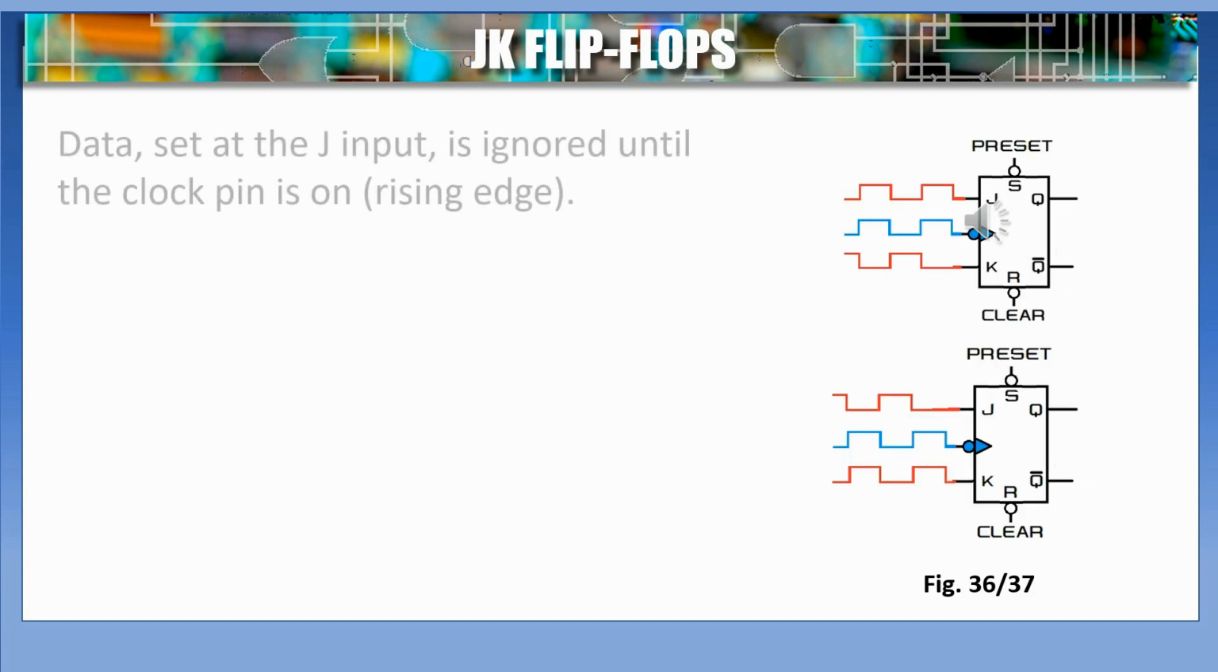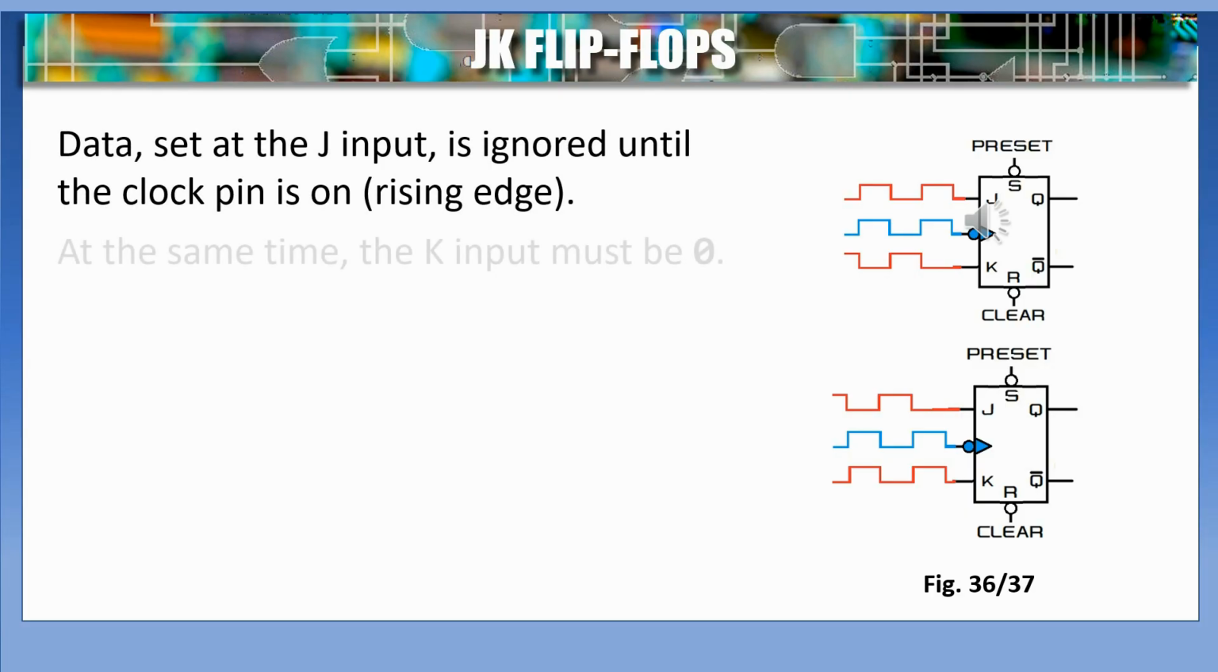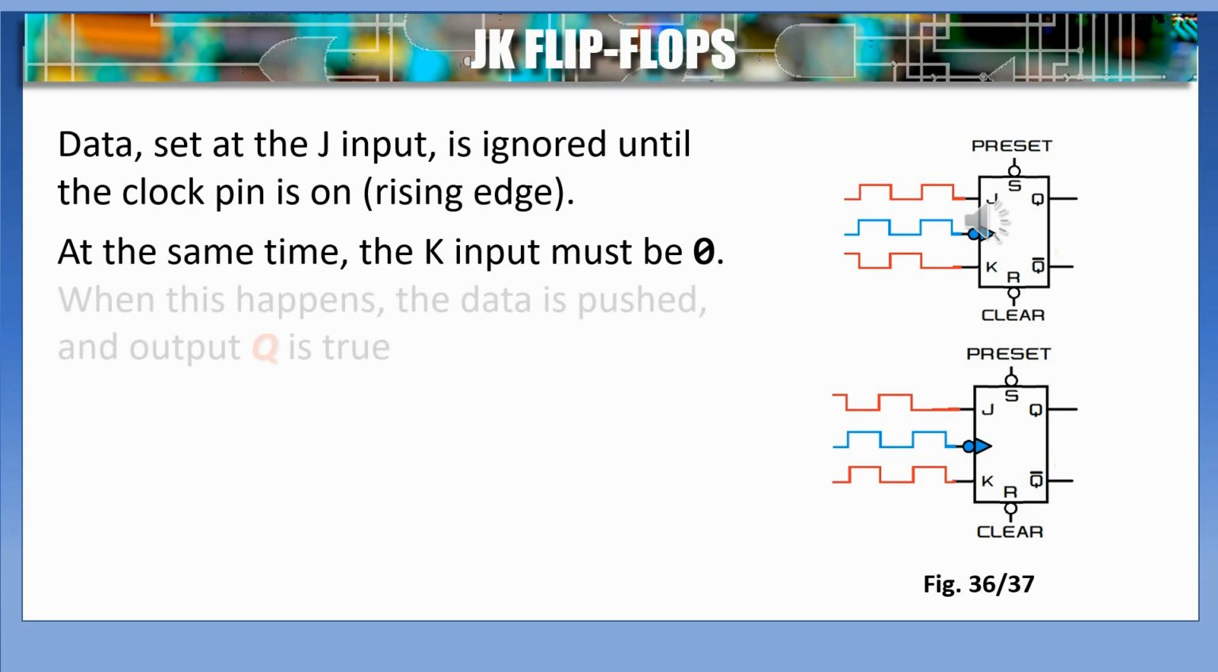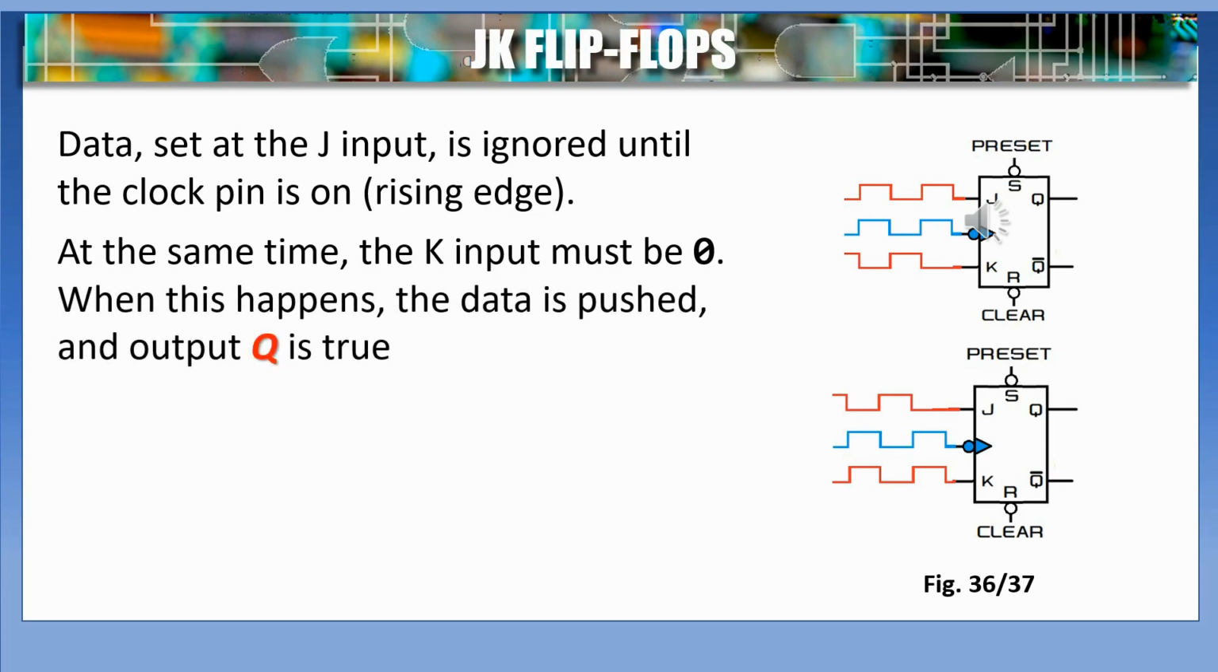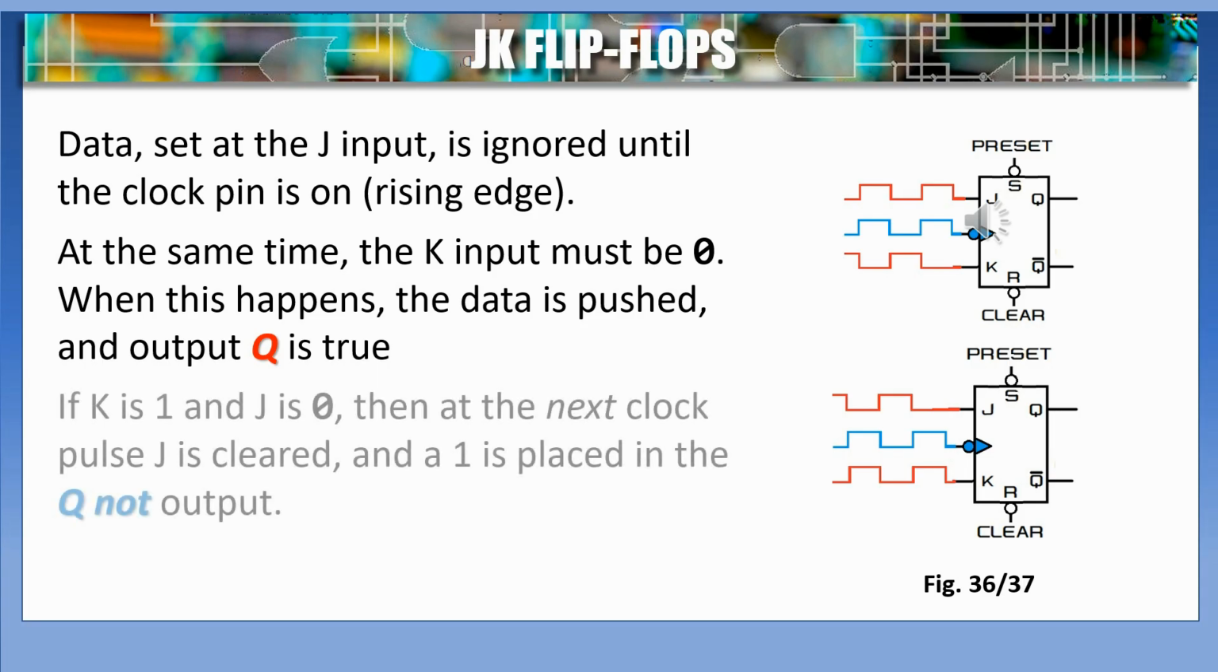When in operation, data set at the J input is ignored until the clock pin is on, that is, the rising edge. At the same time, the K input must be 0. When this happens, the data is pushed and the output Q becomes true. If K is 1 and J is 0, then at the next clock pulse, J is cleared and a 1 is placed in the not Q output.